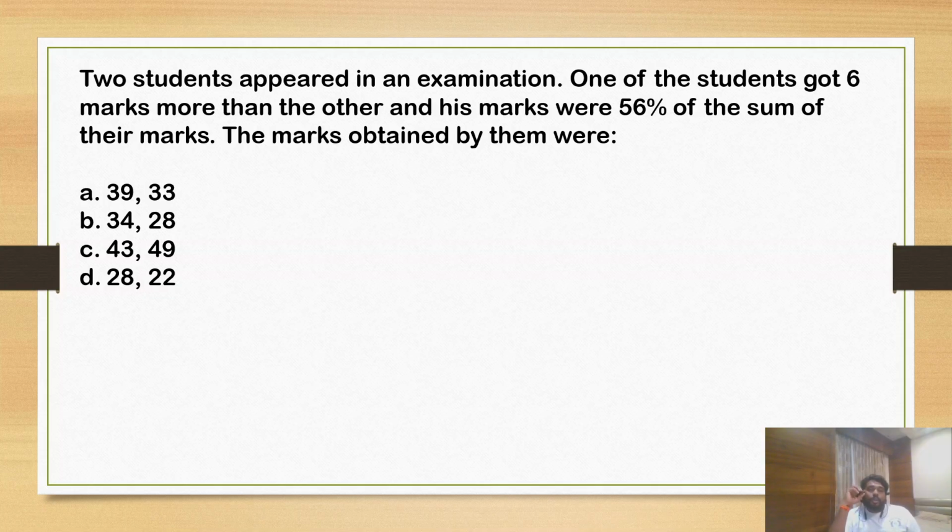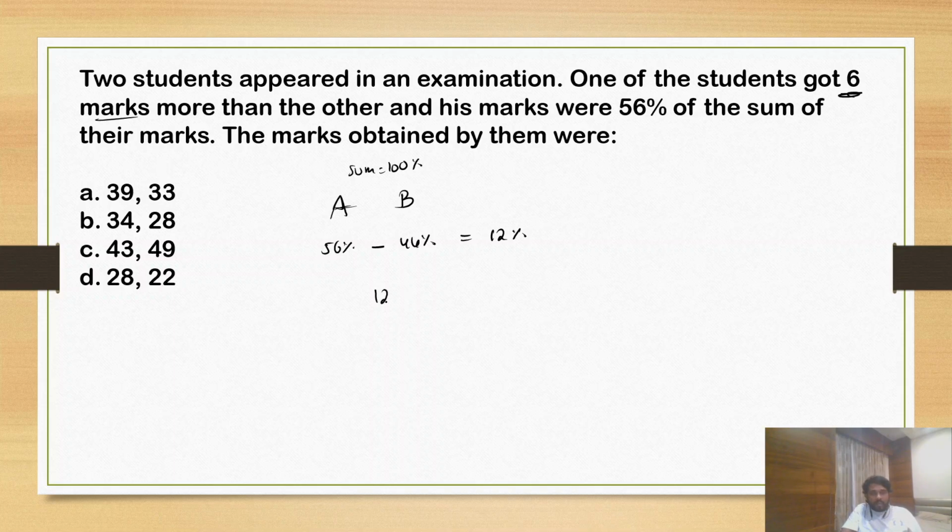Next. Two students appeared in an examination. One of the students got 6 marks more than the other, and his marks were 56% of the sum of their marks. The marks obtained by them were, let's say, A and B. Considering the sum of their marks as 100%, A got 56% and B got 44%. So how much percent more did A get? 56 minus 44 would be 12%. In terms of marks, it is 6 marks. Correct? The difference of marks between them is 6 marks.